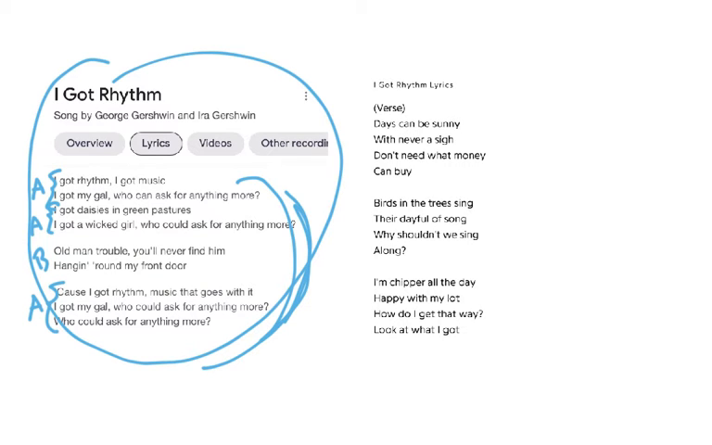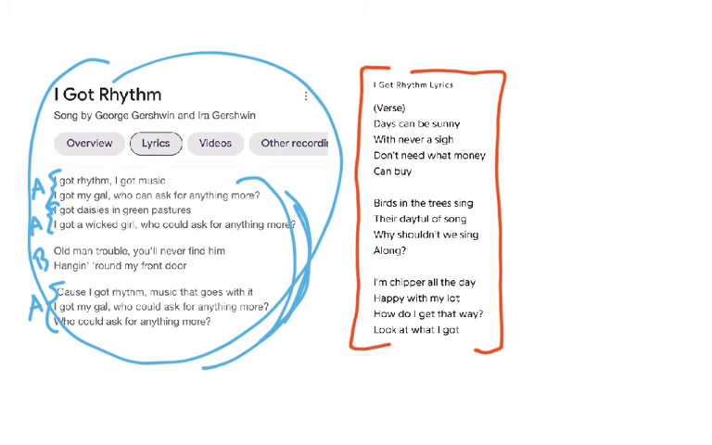What we rarely hear with this piece, however, is this other section. And this happens before we ever hear the I Got Rhythm chorus that we're used to hearing over and over again. And this is the verse. Days can be sunny with never a sigh, don't need what money can buy, etc., etc., etc. But this is the verse.